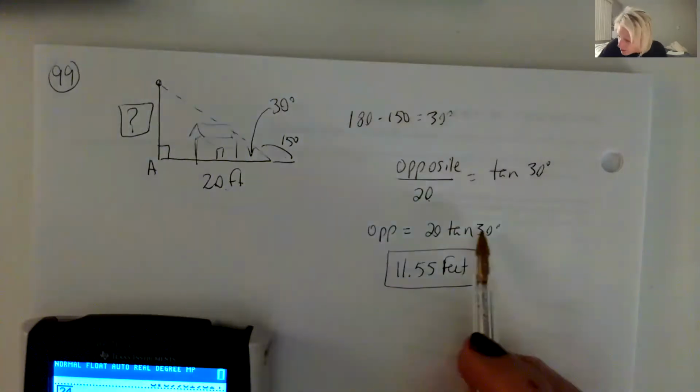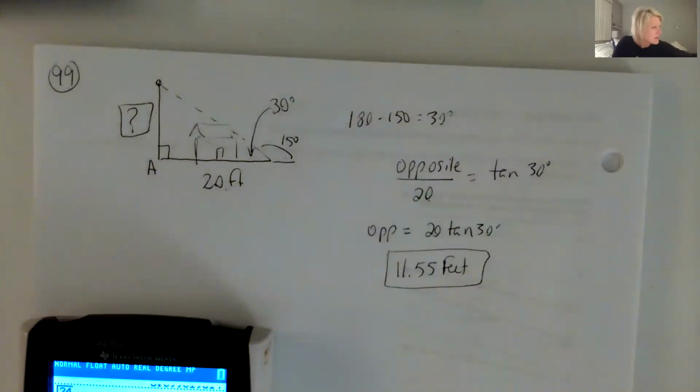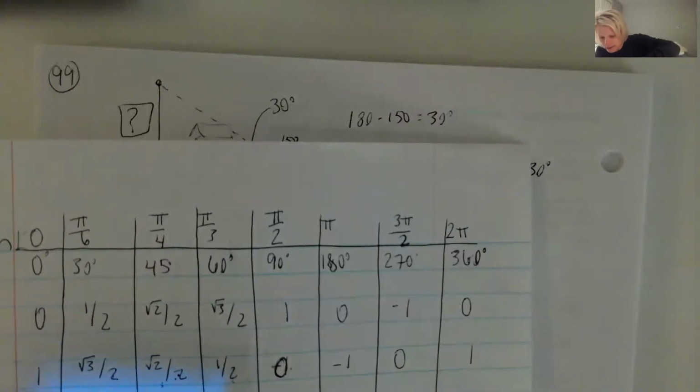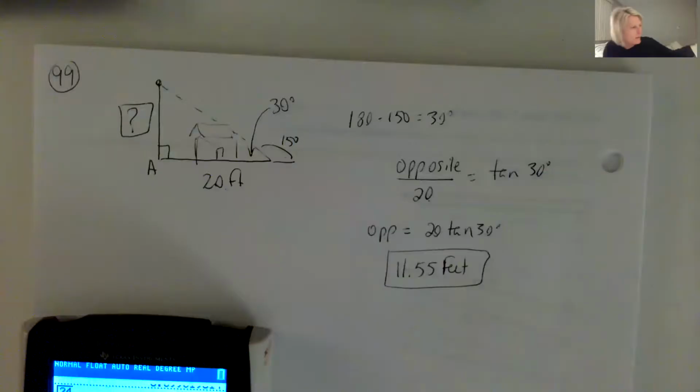We know also the tangent at 30 degrees. I think that's one that we know the exact value of. Tangent at 30 is square root of 3 over 3. So we could also use that.